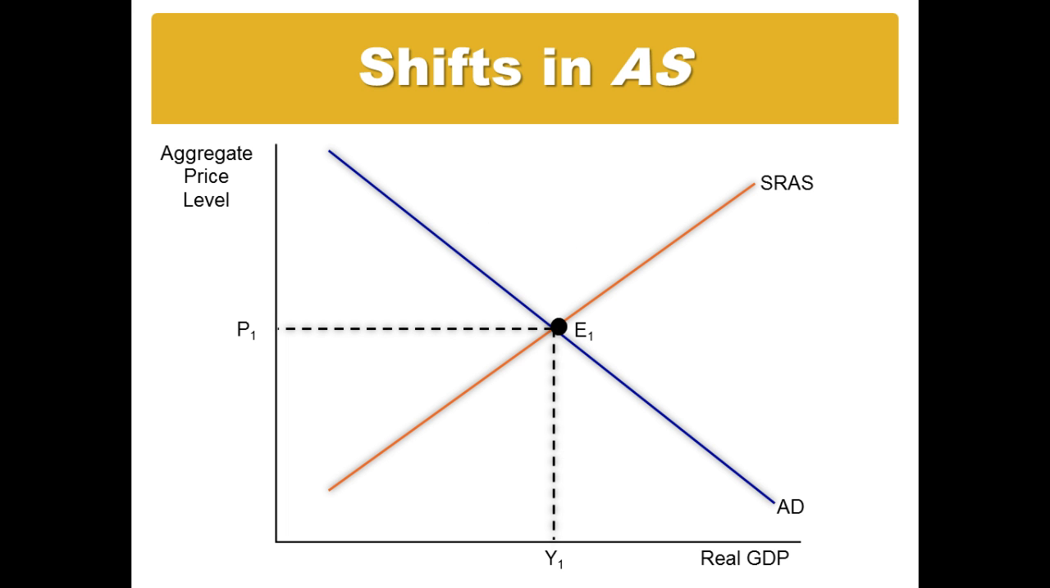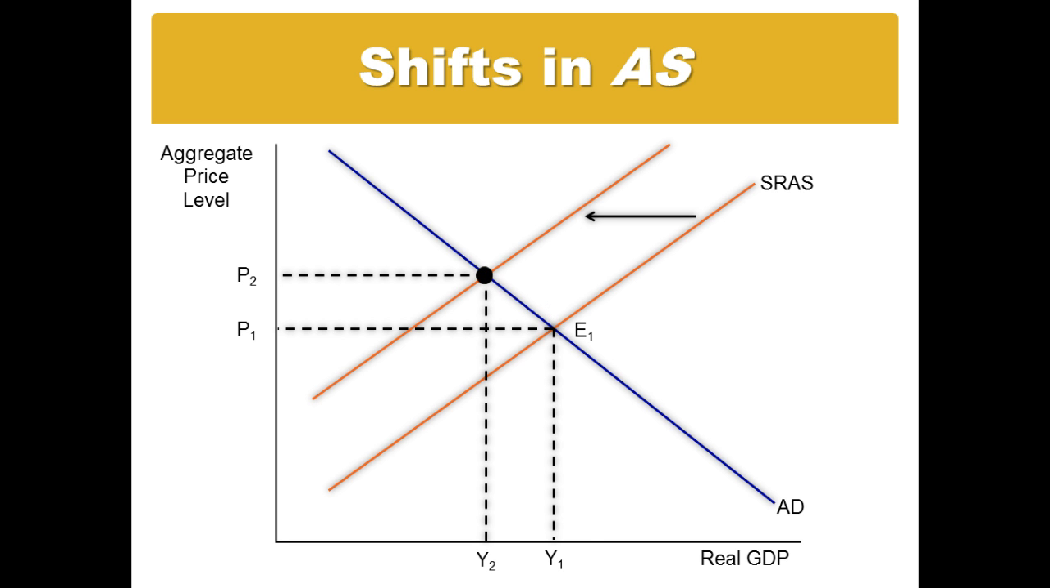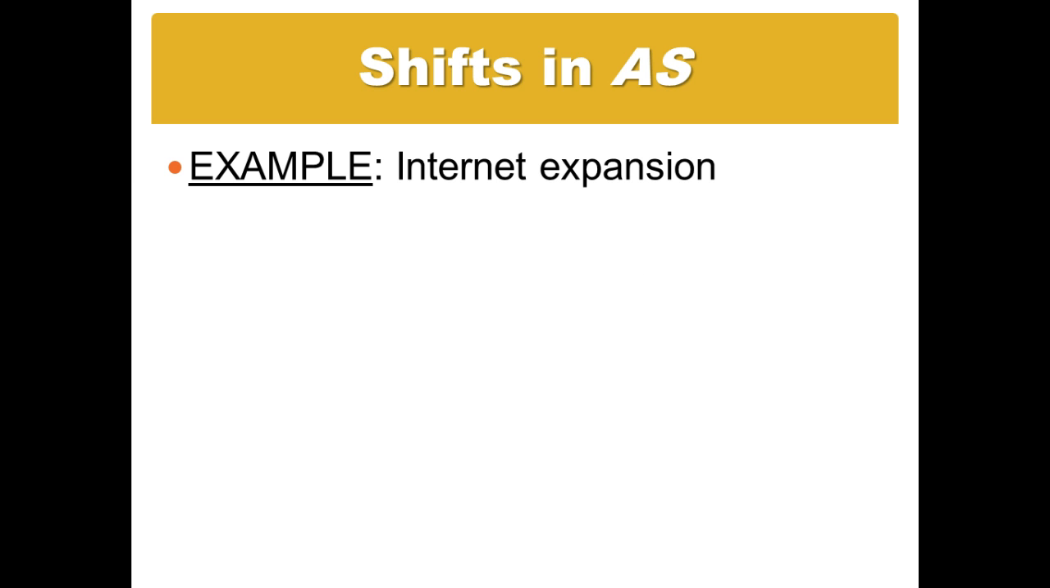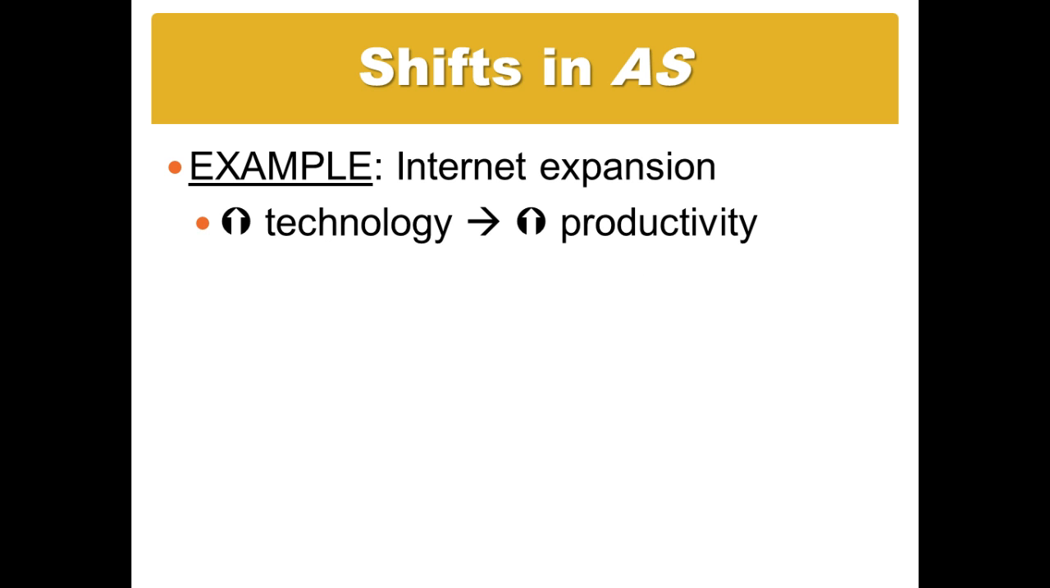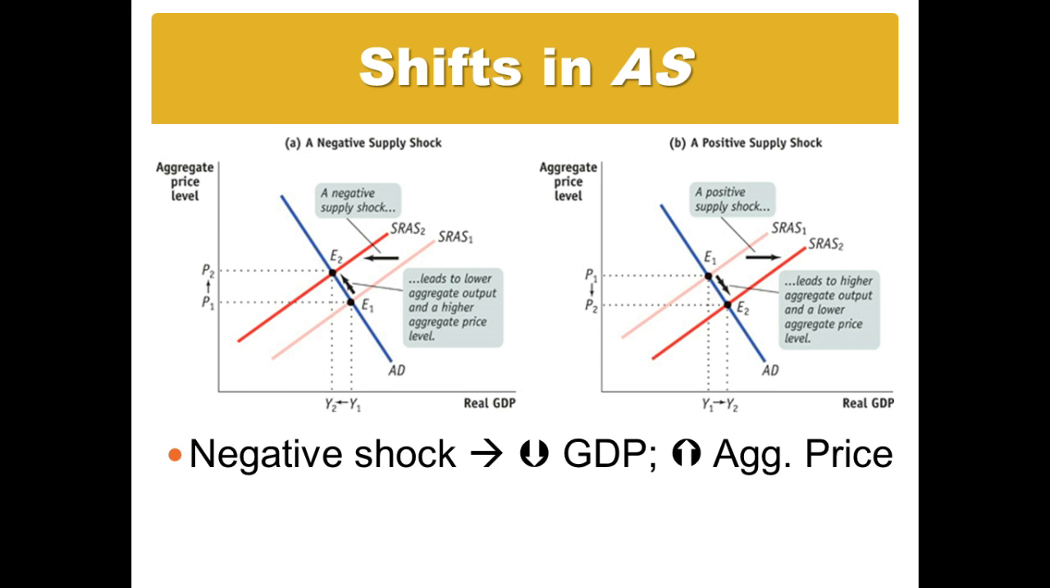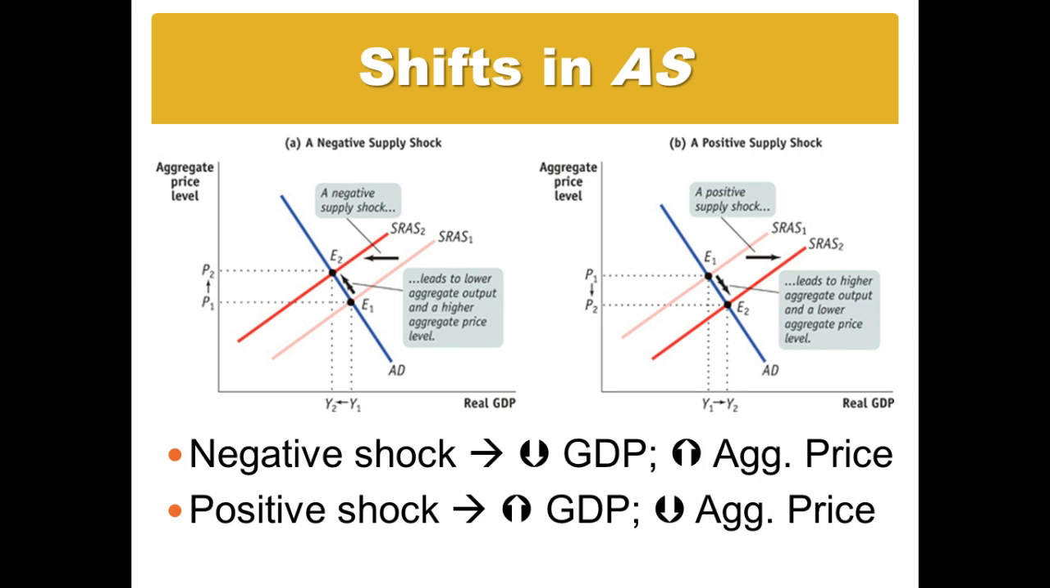The result of that on a graph shows us that the left shift in supply led to a new price level and output level and a movement of the equilibrium point along the aggregate demand curve from E1 to E2, which led to higher prices and lower real output. If you have a positive supply shock, like the internet expansion, which made things more productive, we'd see that the improvement in technology led to an increase in productivity. The increase in productivity led to an increase in profit per unit, and that causes aggregate supply to shift to the right. If you were to summarize, again, we'd say a negative shock would lead to a decrease in GDP, but an increase in aggregate price level. And a positive shock would lead to an increase in GDP and a decrease in the aggregate price level.